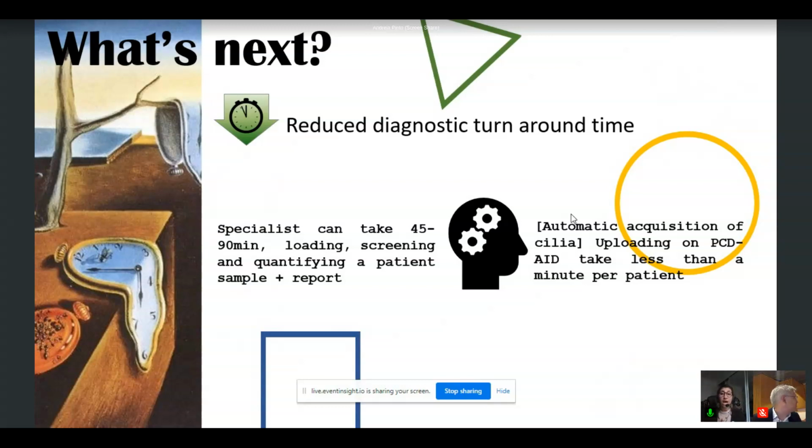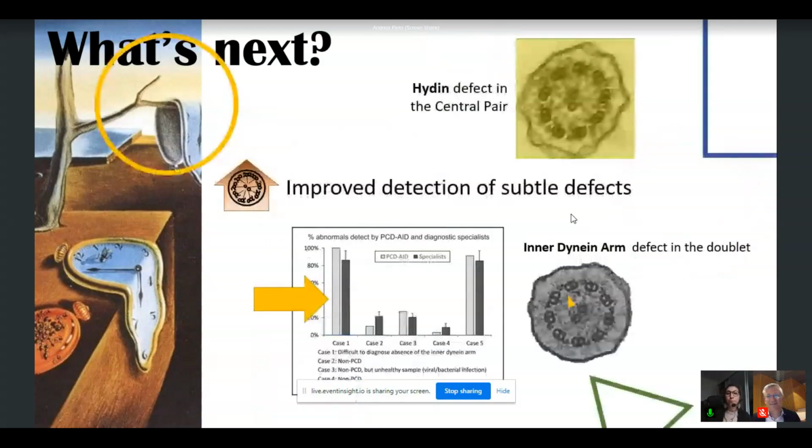For NOUS, if we have an automatic acquisition of all the cilia and images, like a high throughput analysis, uploading a patient to PCD takes less than a minute. So it's really, really promising.